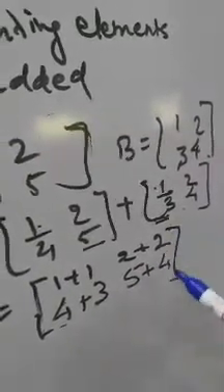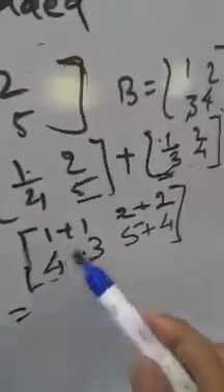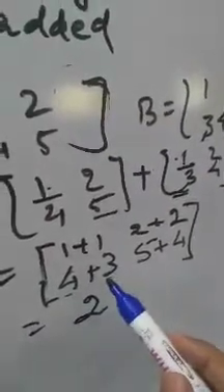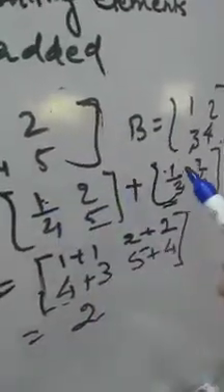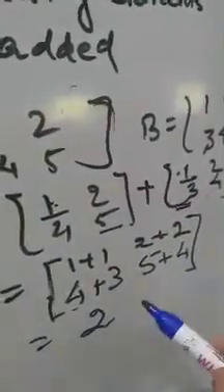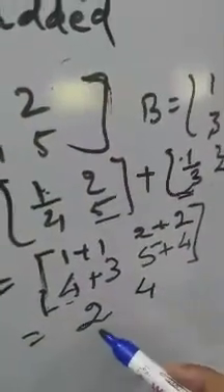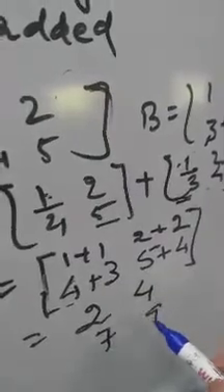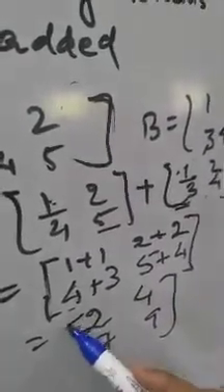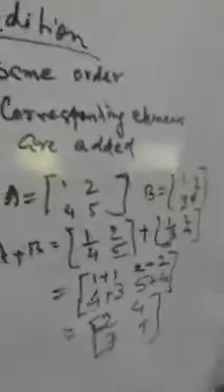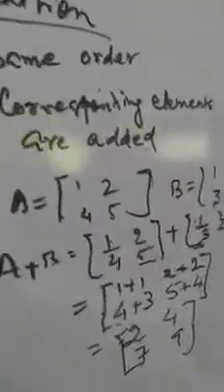Then enclose it in bracket. So this is equal to, now you add. So first row, first column element is 2, 1 plus 1, 2, 2 plus 2, that will be 4, and then 7, then 9. So this is the result, A plus B. So hope you have understood the addition process. First thing required, both should be of same order, and then corresponding elements are added.